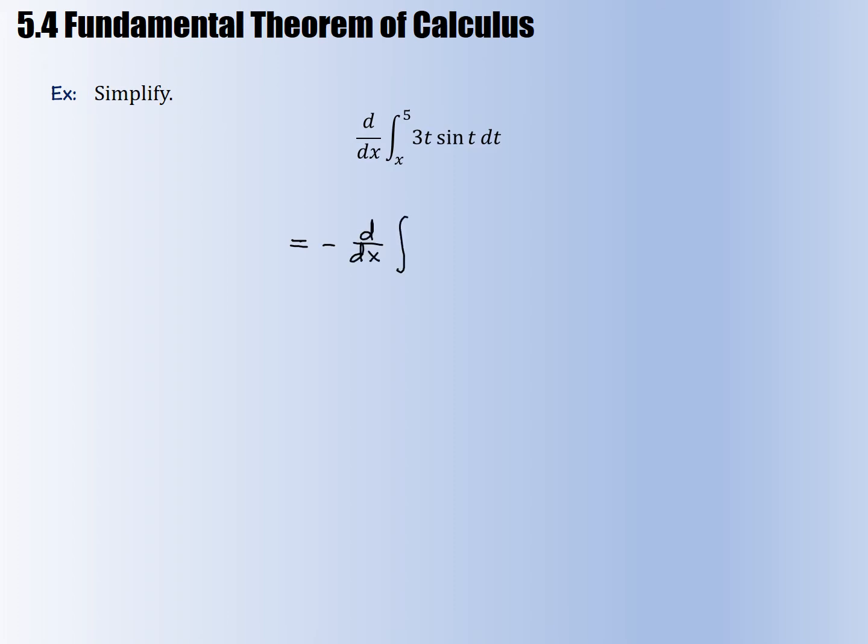I'll do it again, I guess. Now remember, this constant doesn't matter. If it's 0 or 5, it doesn't matter. We just need it to appear on the bottom. So then it's just apply the fundamental theorem of calculus to this guy. That's just 3x sine x.